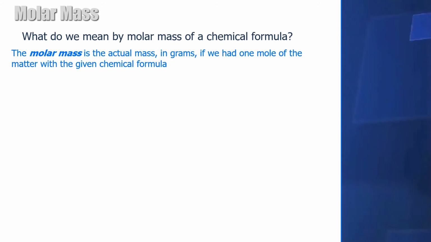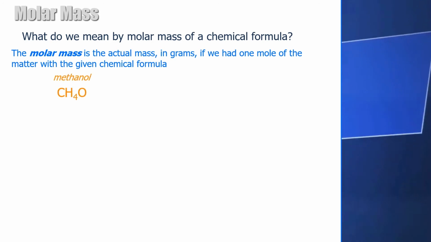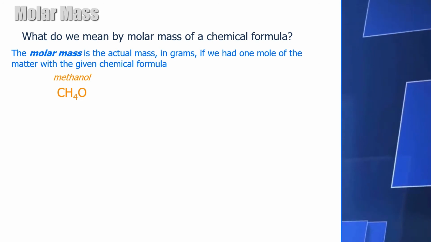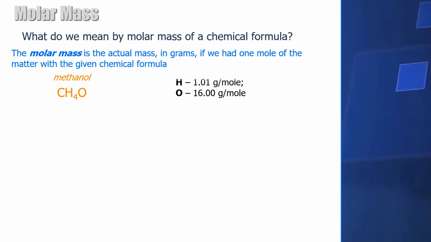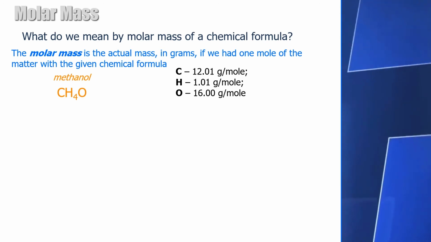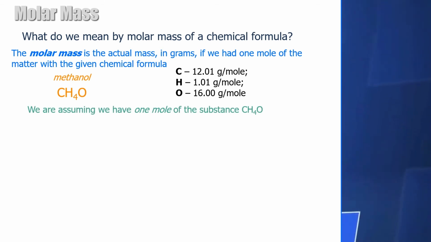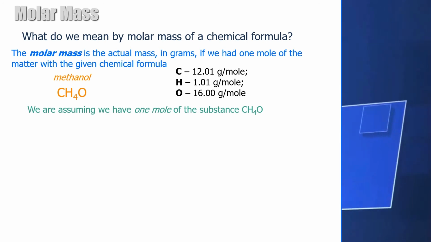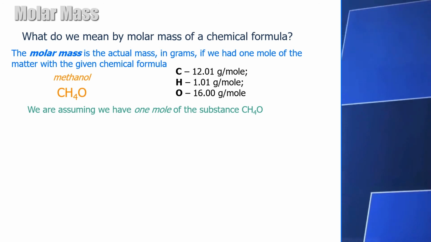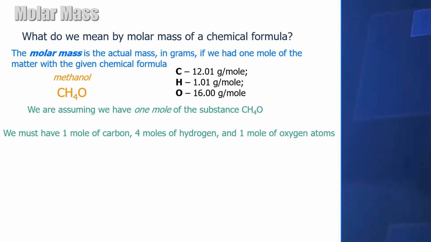Let's do an example. If we had the following chemical formula, CH4O, which happens to be the molecular formula for the substance methanol, we would first look up the relative molar masses for each of the elements in the molecular formula and assume they have the units of grams per mole of the atom. We assume we have 1 mole of the substance CH4O. From the subscripts, we know that if we have 1 mole of this stuff, we must then have 1 mole of carbon, 4 moles of hydrogen, and 1 mole of oxygen atoms.